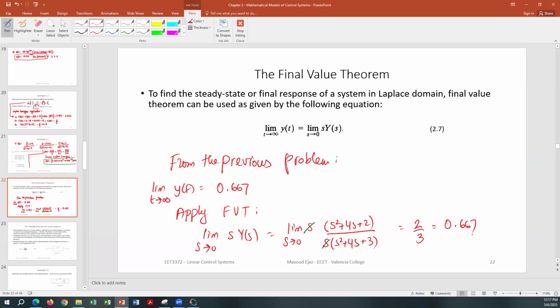But if you are in the frequency domain, then you can apply the limit s tends to 0 of sYs, and you're going to get the same final value. So instead of doing all the derivation or plotting the function and then looking at the final value in the time domain, you don't have to do anything if you just know how the system is going to behave when it hits the steady state.